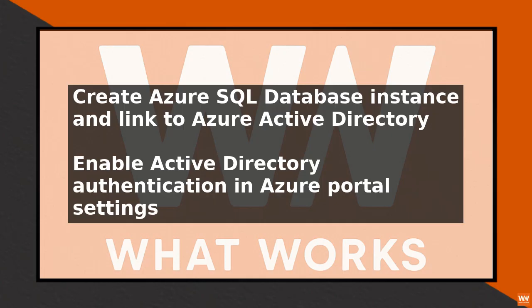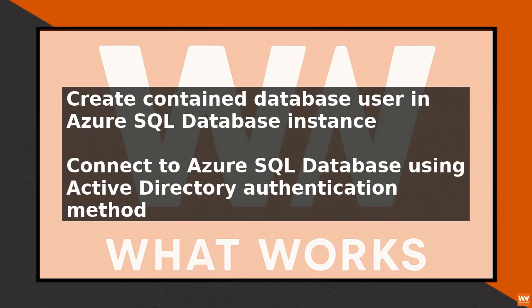After enabling Active Directory authentication, you need to create a contained database user in your Azure SQL Database. To do this, connect to your Azure SQL Database using a tool like SQL Server Management Studio or Azure Data Studio. Run the following command to create a new contained database user, replacing your domain and username with your actual Azure Active Directory domain and username. Create your username from external provider.